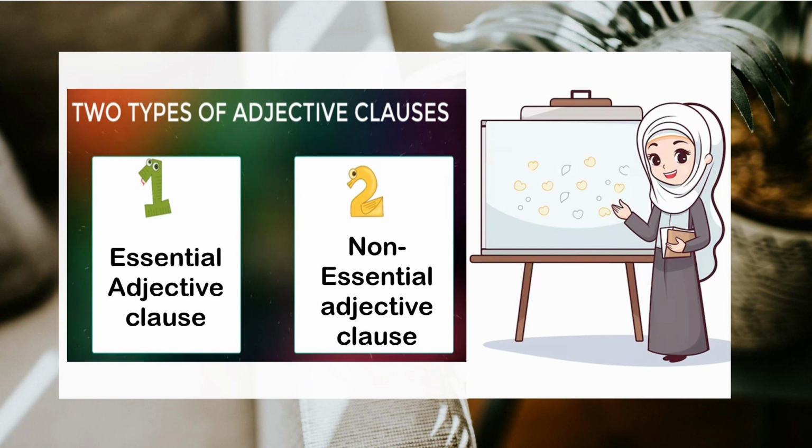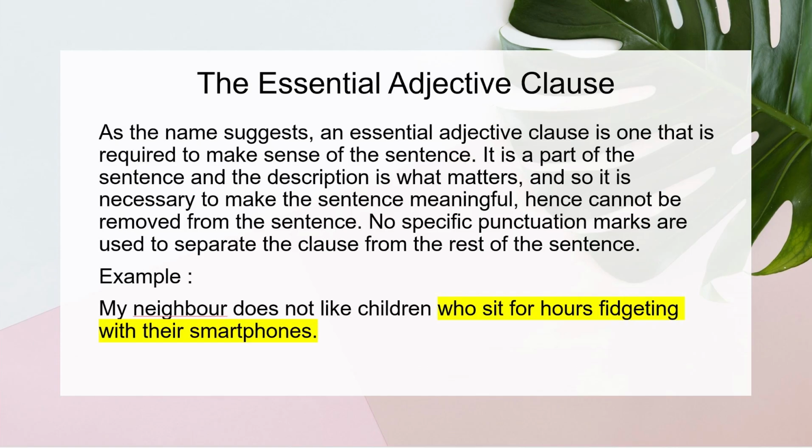There are two types of adjective clause. Number 1, essential adjective clause. Number 2, non-essential adjective clause. Now we talk about the types of adjective clause. Number 1, the essential adjective clause.